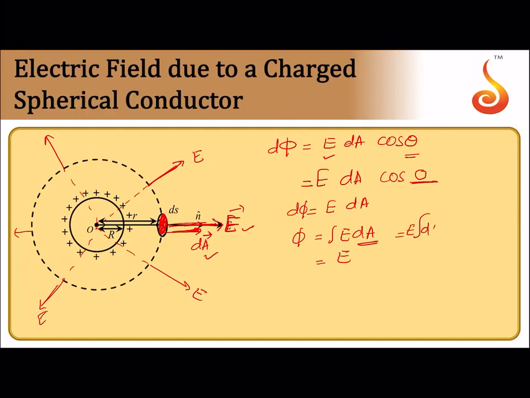E integral dA. What is the meaning of integral dA? It simply means the total area of the Gaussian surface. What is the total area? It is 4 pi r square. Notice that this is small r. So what do I have? I have flux is equal to E into 4 pi r square. That's my equation number 2. Correct? Yes.